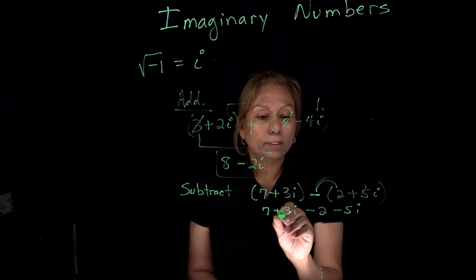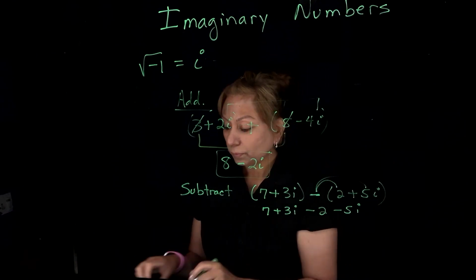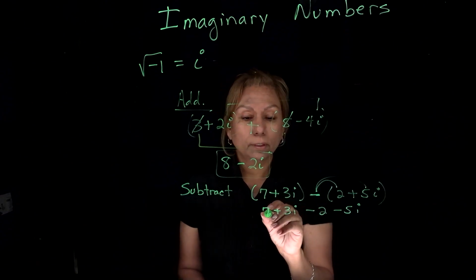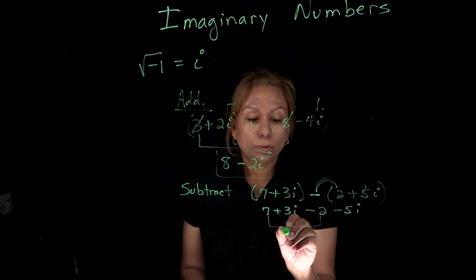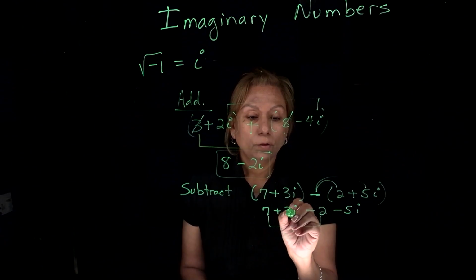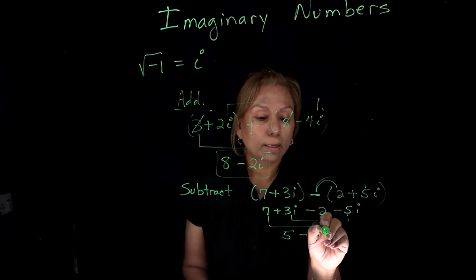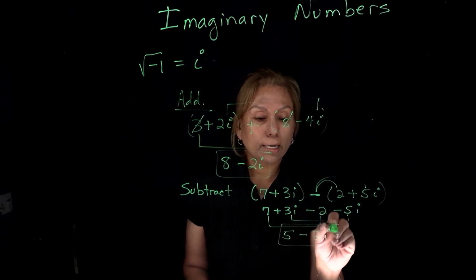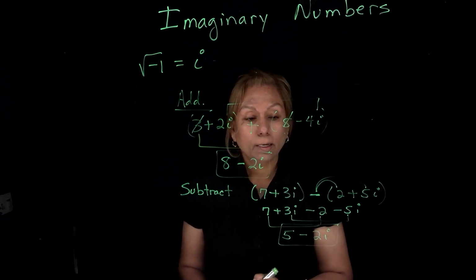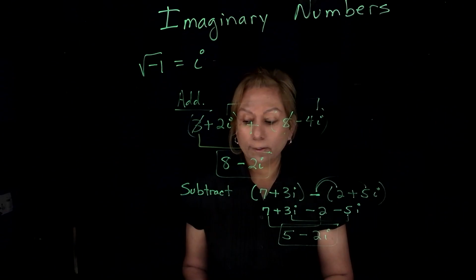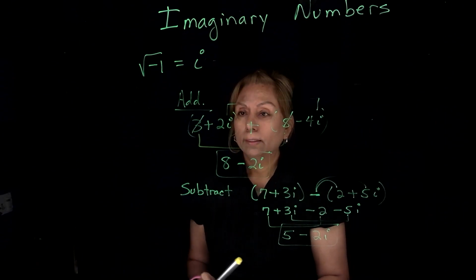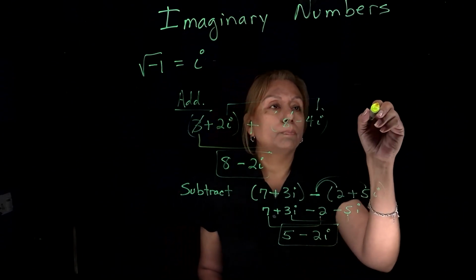And now we have addition and subtraction left. When we combine those, 7 minus 2 would be 5. 3i minus 5i would be a negative 2i. This would be subtracting these two complex numbers that have imaginary parts. Not too bad. All right, let's think about multiplying.